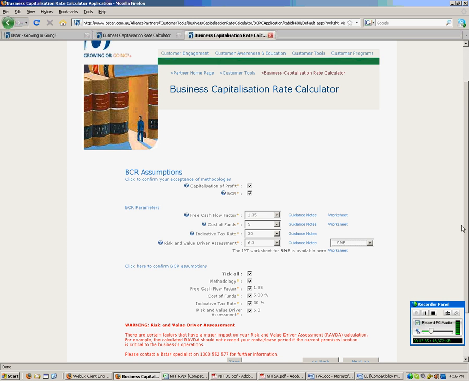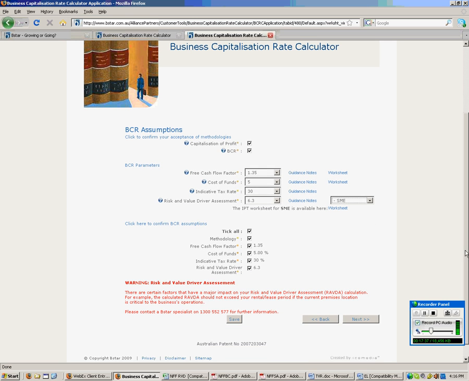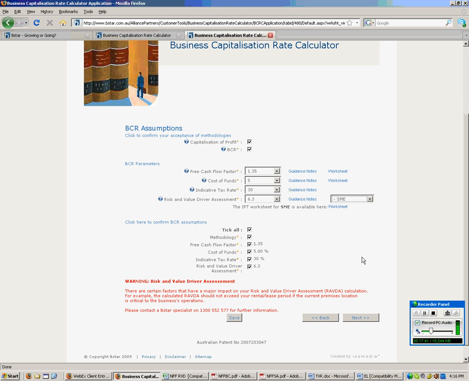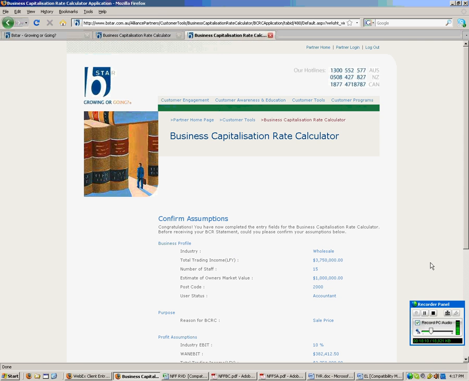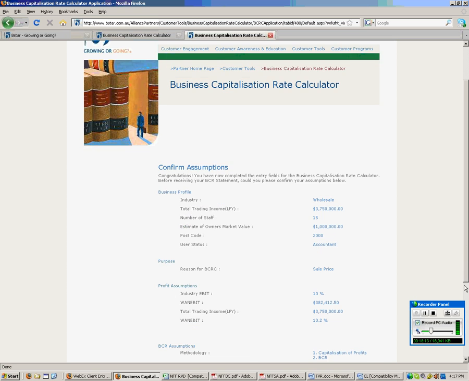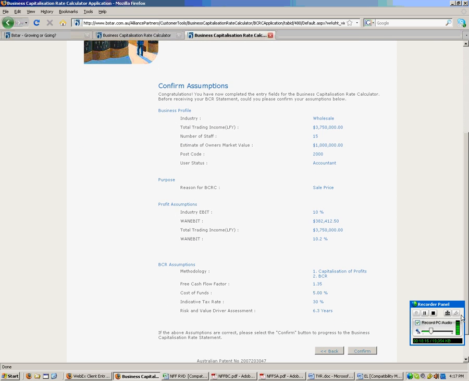Prior to confirming all their assumptions, again, the calculator has a range of checks and prompts. In this case, it asks Alliance partners to consider whether the risk and value driver assessment exceeds the rent or lease period, and this is of particular importance for businesses that rely on their location to generate sales and profits. Once all assumptions have been agreed, Alliance partners press confirm to determine the profit multiple and value of the business they're valuing.